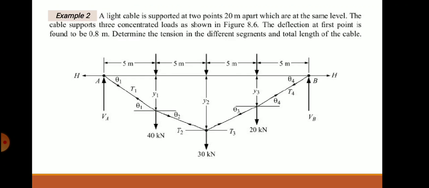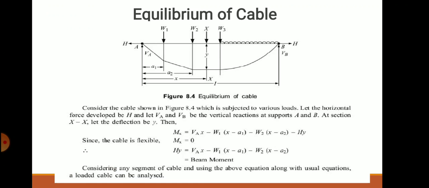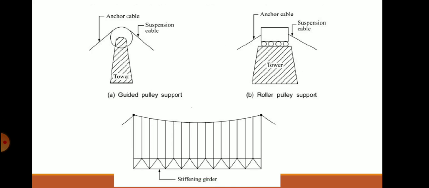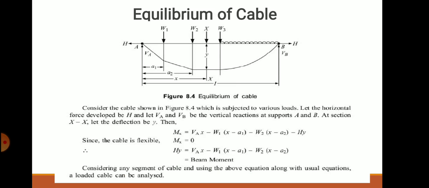We will just refresh the things which we studied till now. A cable is a temporary guy. So, cable is suspended with the suspenders and there is an anchor cable which is passing away from the tower in order to make the cable stand in place. The distance between the 2 towers is known as span. There are two types of cables. One is guided pulley support and the other is rollers pulley support.